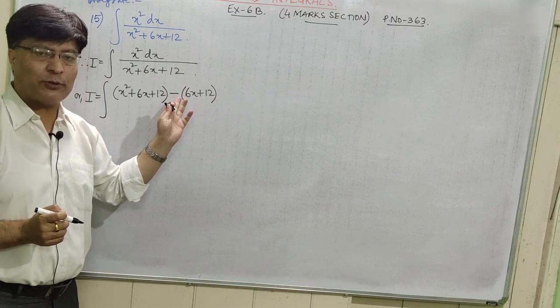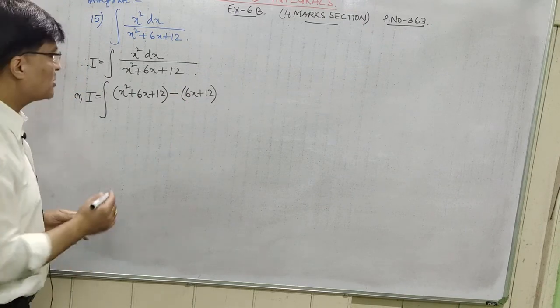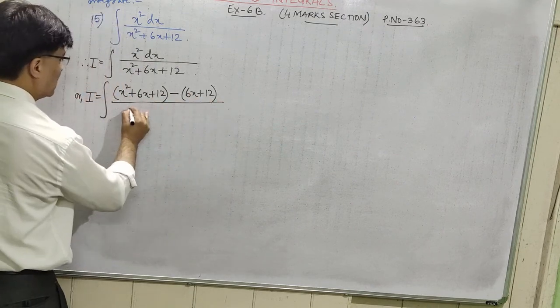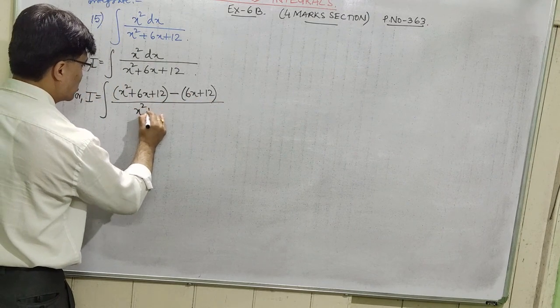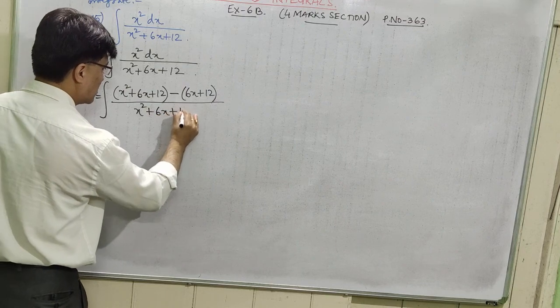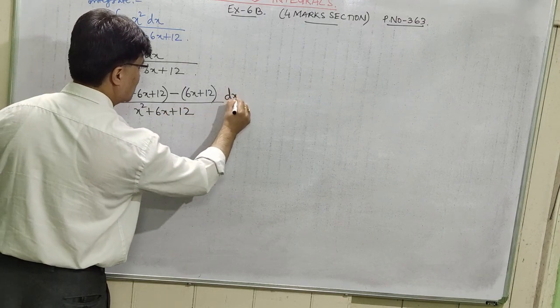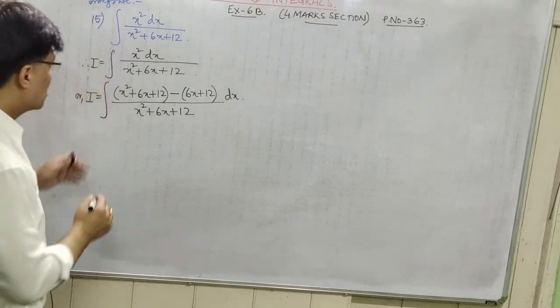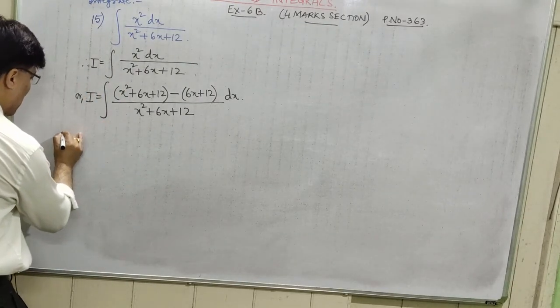So minus is taken common here, and within bracket we have 6x plus 12. The whole is divided by the denominator x square plus 6x plus 12. Then we write dx. Is that clear?